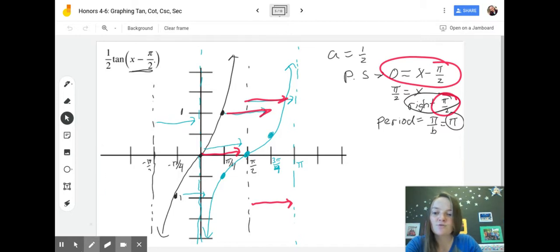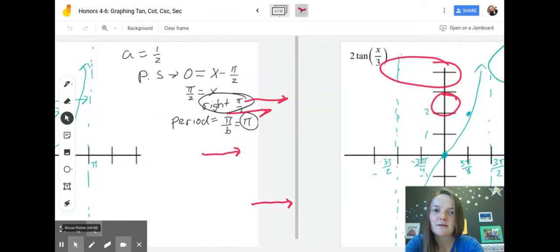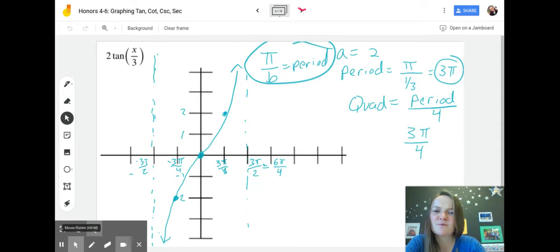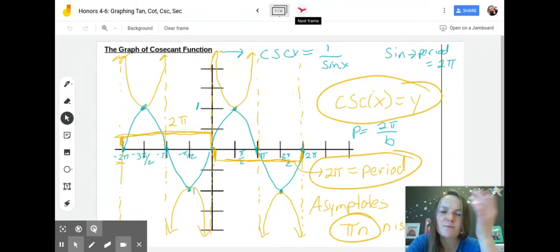Okay, so from there, we practiced some more. This one is pretty simple, so we're going to keep on going. We practiced, here we go.